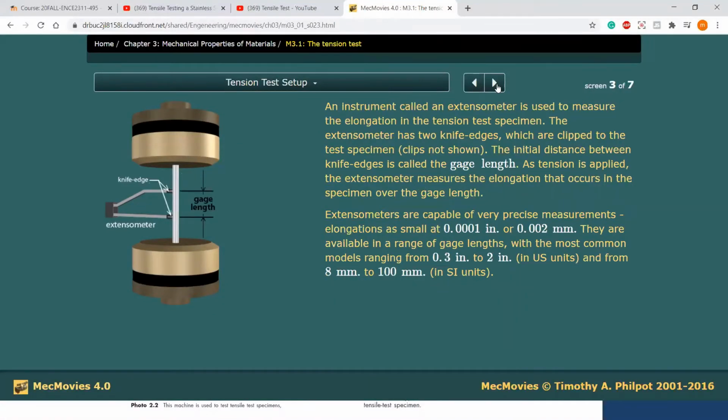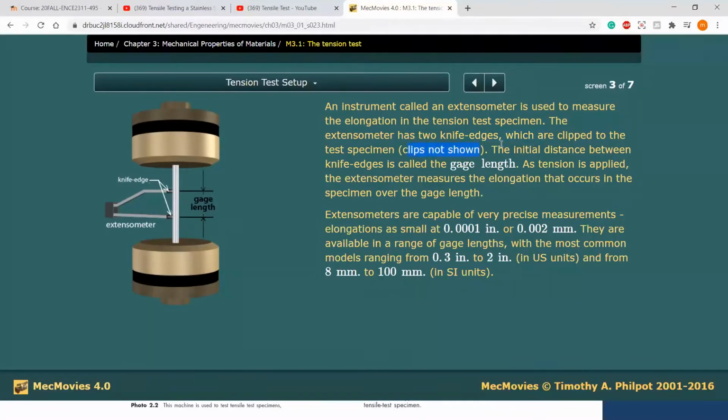One of our equipments that I already explained is called the extensometer. It is used to measure the elongation in the tension test specimen. The extensometer has two knife edges, which are clipped to the test specimen. It's not shown in this picture. This equipment was the extensometer, by the way. I forgot to name it, but now we know it.